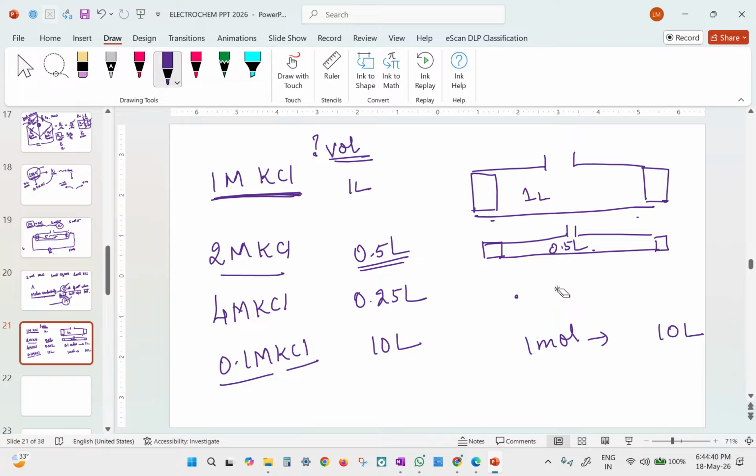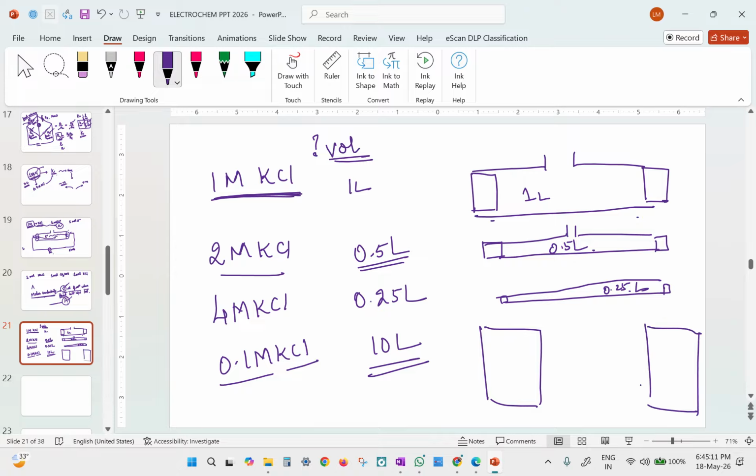If I want to do the next experiment, I'll keep the distance between the two electrodes the same. Why am I not increasing the length? The moment length increases, the distance traveled by the ions increases and the resistance will increase. So, this is 0.25 liters. But what if I want to get 1 mole from 0.1 M? What should be the size of the electrode?